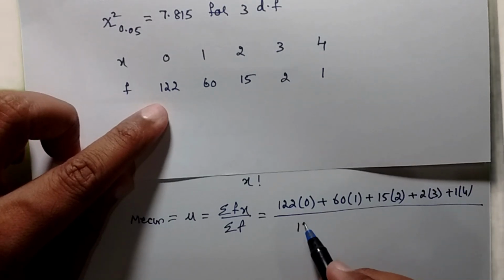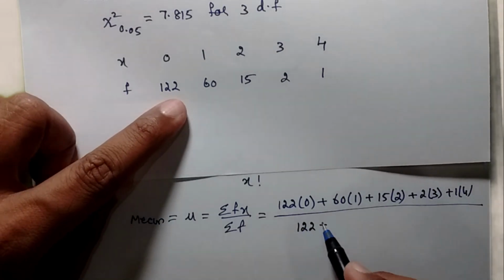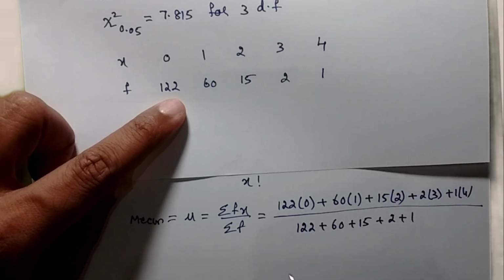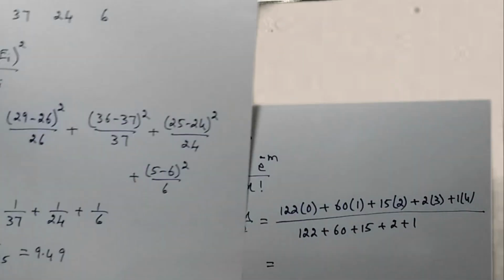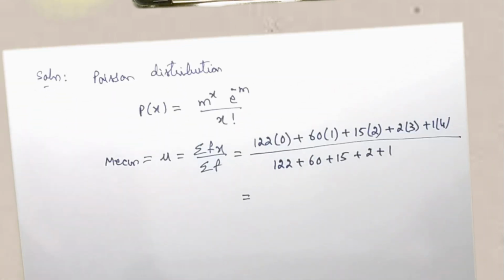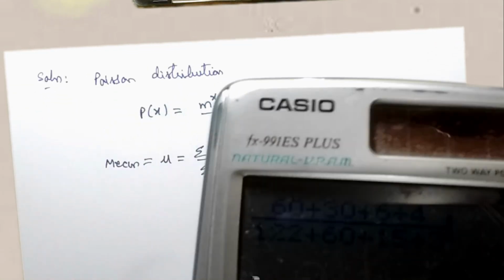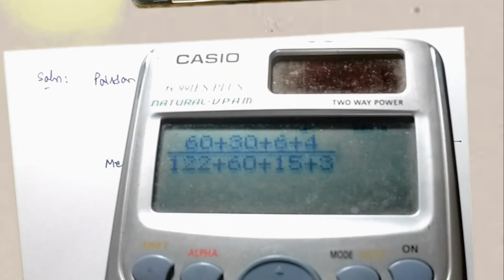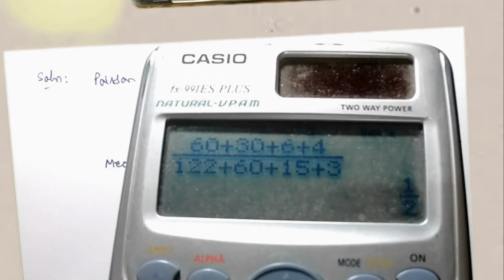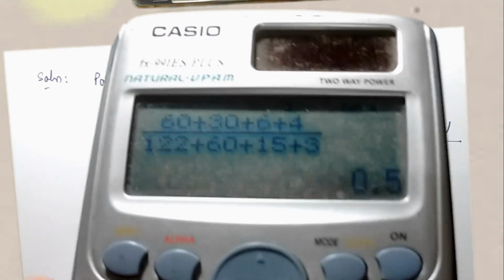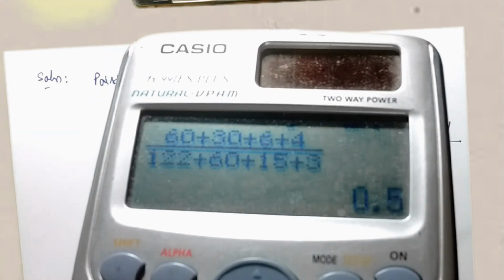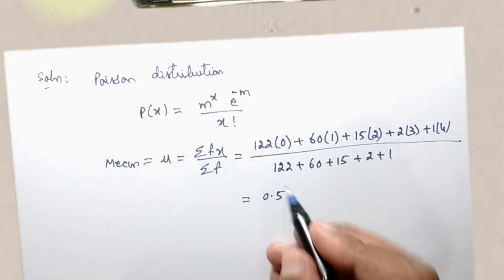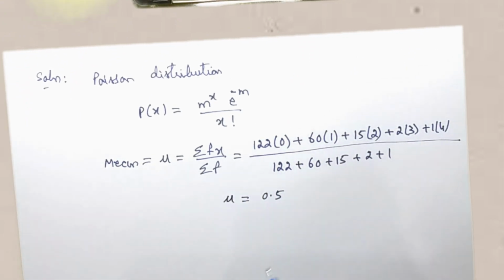You need to add all these f values: 122 plus 60 plus 15 plus 2 plus 1. You just use a calculator and calculate this value. I just typed the values in, simplified, and you can check your solution. So you're getting 0.5. Therefore, the mean mu equals 0.5.